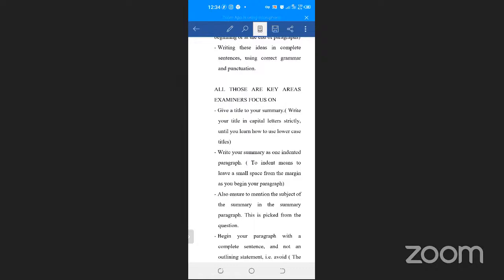Let's say cholera is caused by drinking unboiled water, comma, eating raw food, comma, too much dust in the house, and poor sanitation, full stop. Is that okay?